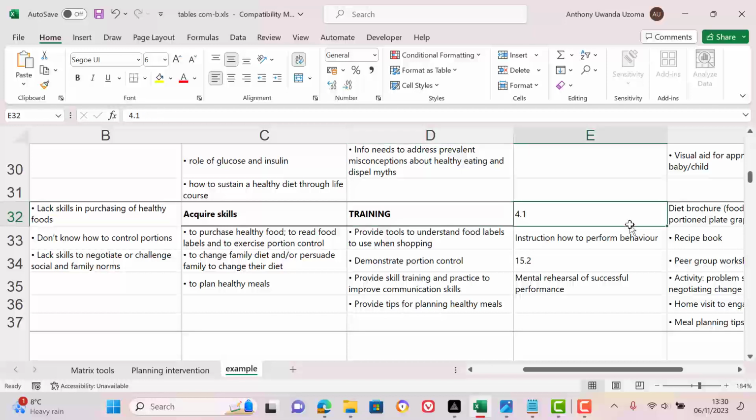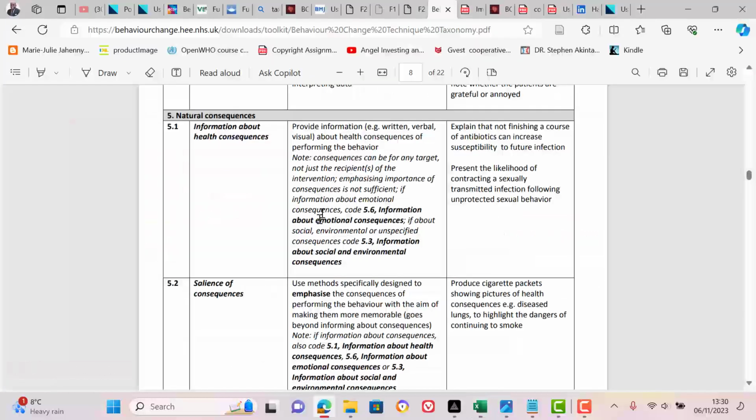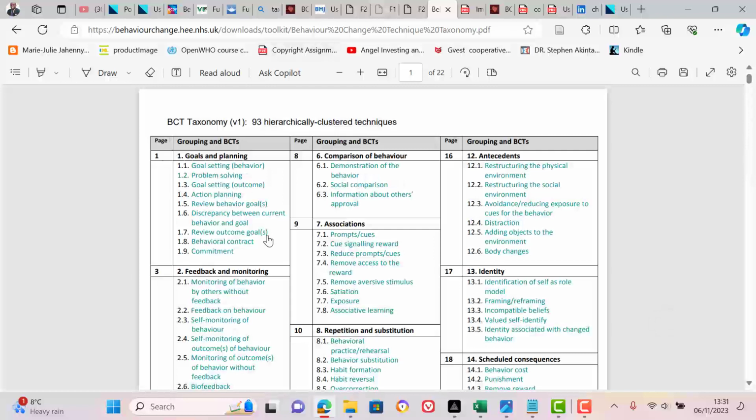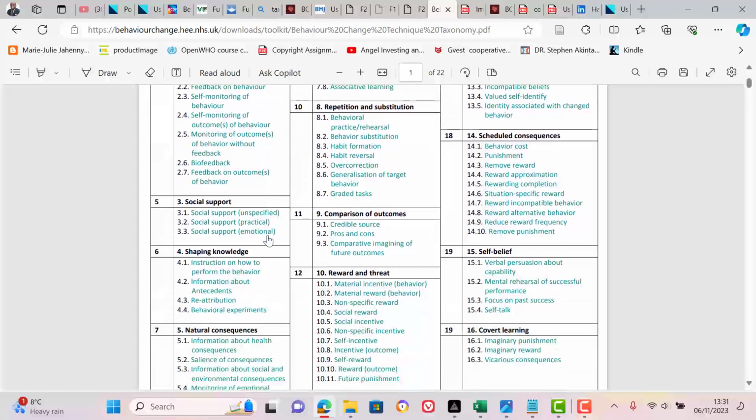And which behavior change technique is relevant for training? You have 4.1 and 15.2. So let's check in the document. 4.1 says what? 4.1 says instruction on how to perform a behavior. You see, so that is training. Okay, 4.1. And what's the next one?